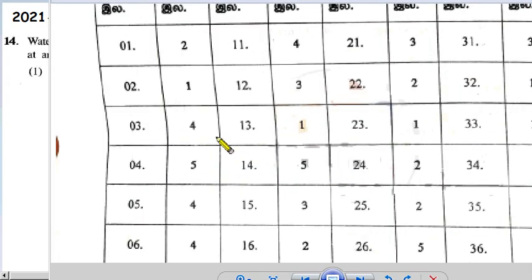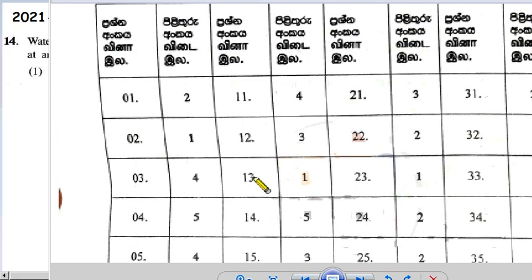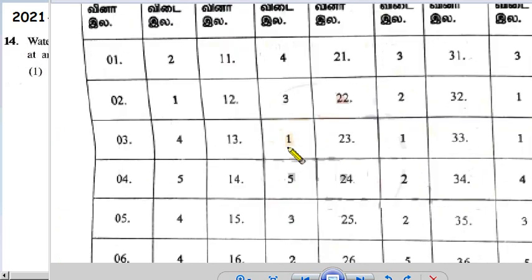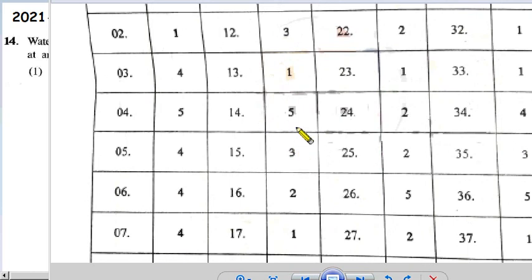So we are discussing question number 14. The answer sheet is this one, 2021. For 14, the answer is the fifth one. So it is correct.